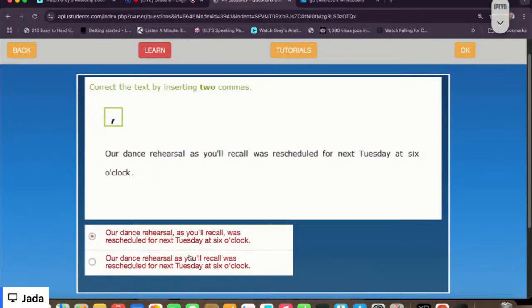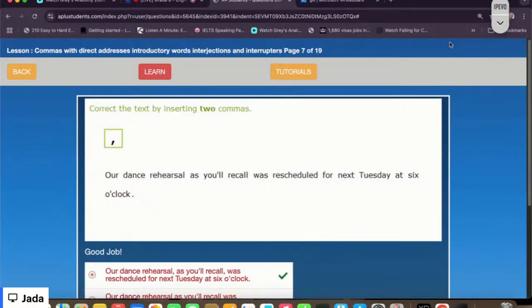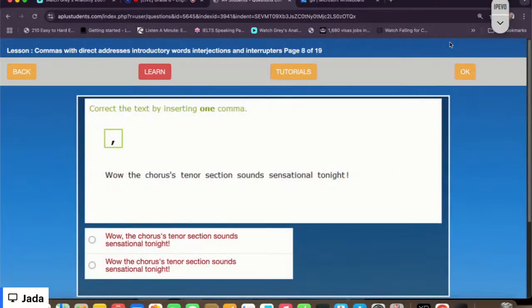Okay, so we have the first one. Wow, the chorus section sounds sensational tonight. First or second?